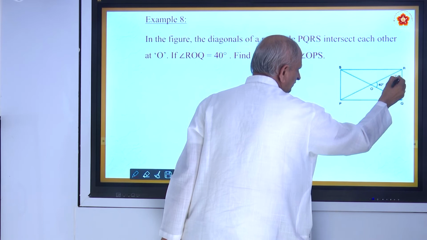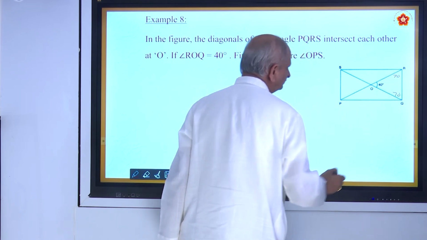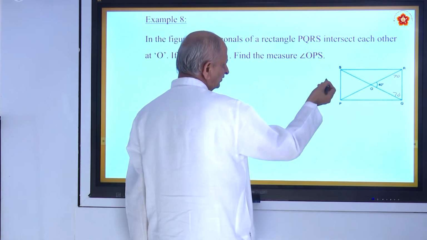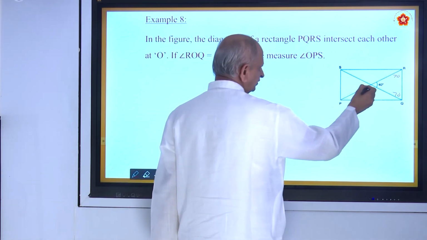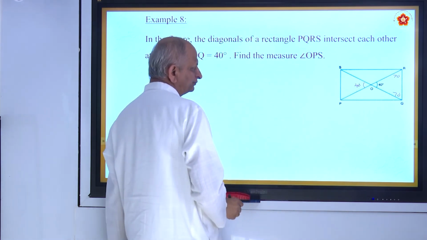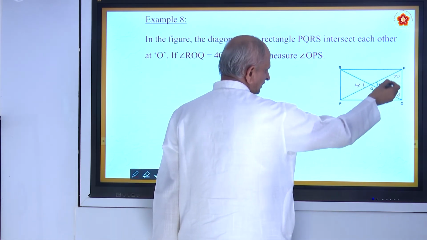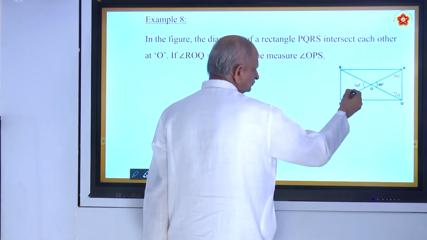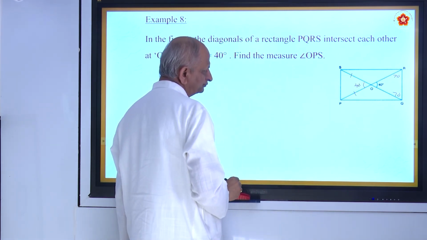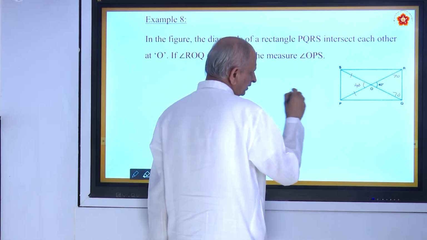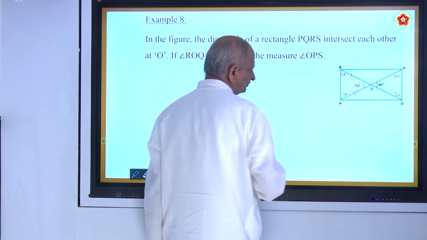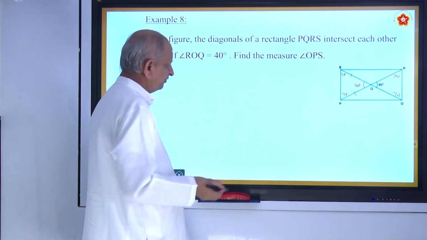This is 70, this is 70. And now they are asking OPS. So this is 40, which means this also becomes 40 because of vertically opposite angles. And as the diagonals are equal, these two sides will be equal. Is it not? And this will become 70 and this will become 70. That's all. So shall we write down?